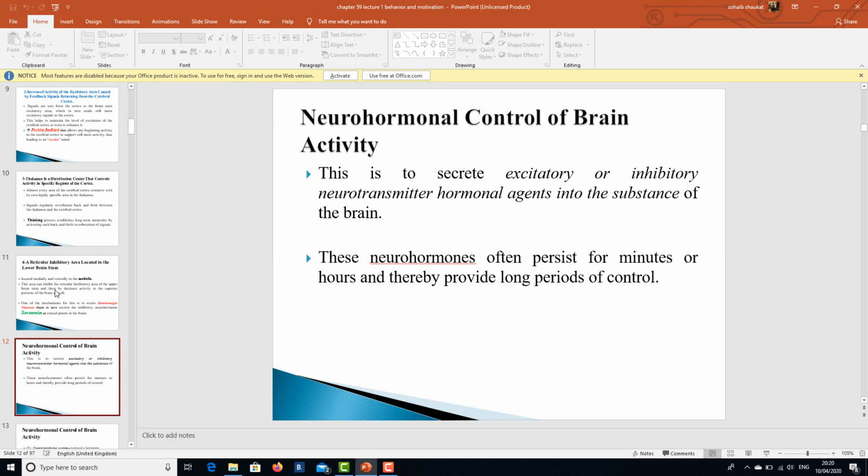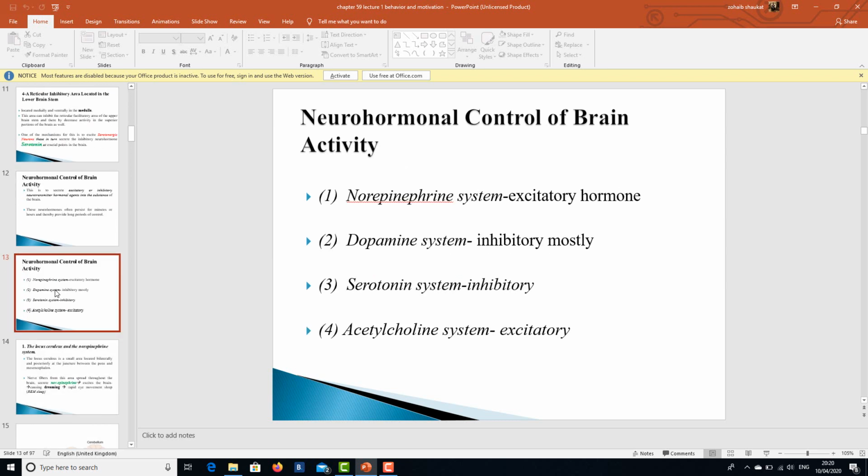Neurohormonal control of brain activity. This is to secrete excitatory or inhibitory neurotransmitter hormonal agents into the substance of the brain, and these neurohormones often persist for minutes or hours, thereby providing long periods of control. Now, the neurohormonal control of brain activity is actually a combination of excitatory as well as inhibitory hormones.